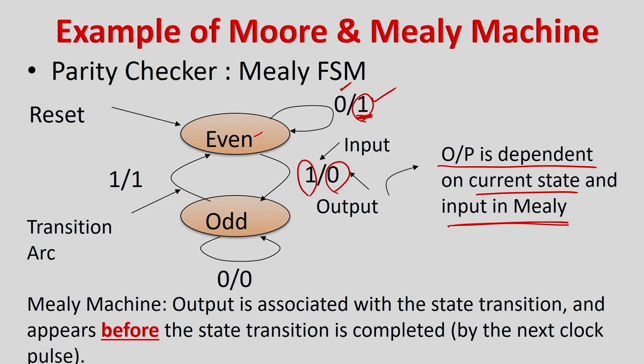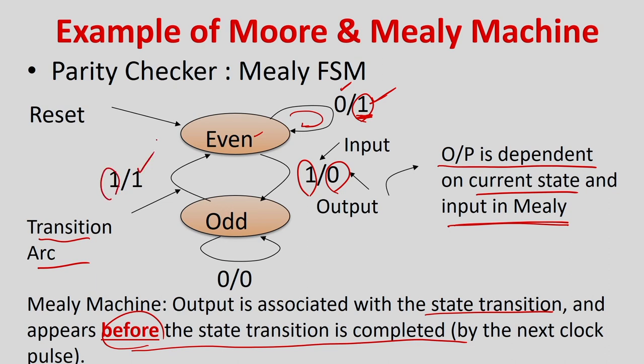In Mealy machines, output is associated with state transitions and appears before the state transition is completed, because this output is associated with each arc. Before the state transition happens, output will be visible. So, this is the transition or arc. Here if you are in odd state and you get a 1, then output will be 1. You have not gone to even state, but you saw an input 1 and immediately you give output 1.